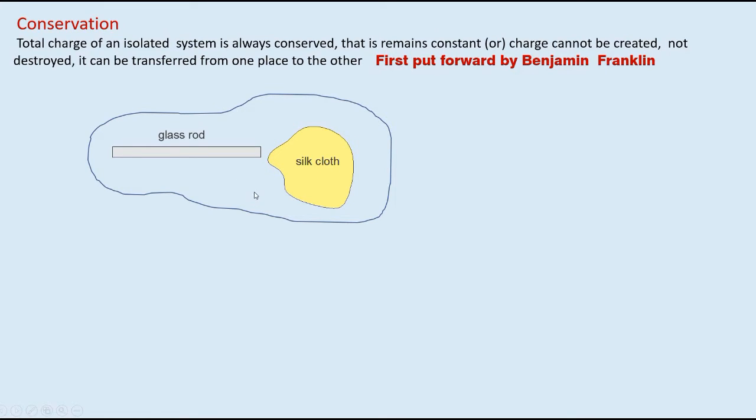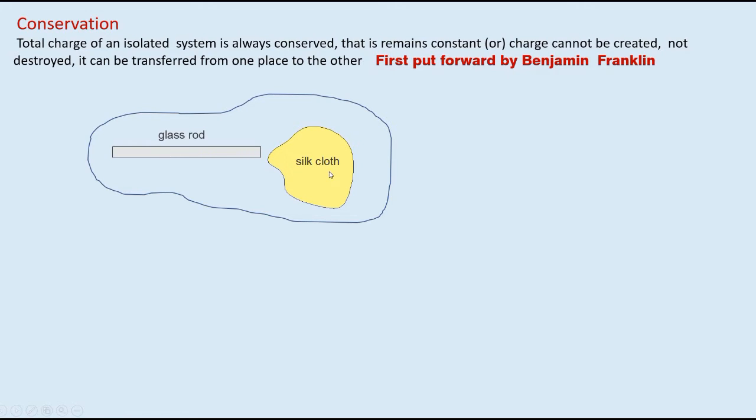If you want, you can imagine somebody else inside the system, so that he will rub the glass rod with the silk cloth. For this activity, you can imagine someone does this activity and is also part of the isolated system, but we assume that the person is not getting any charge from these two, nor giving his charges to these two. He is simply playing the role of rubbing the glass rod with the silk cloth.